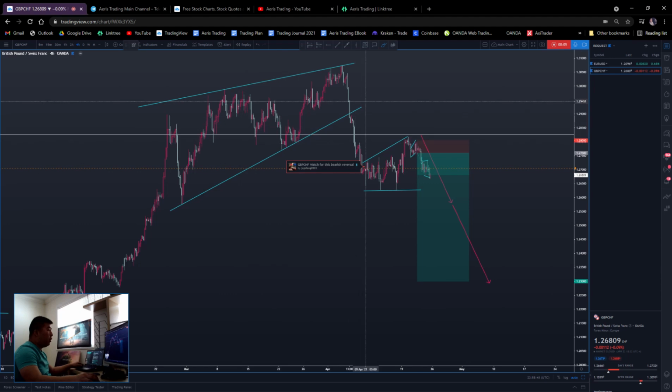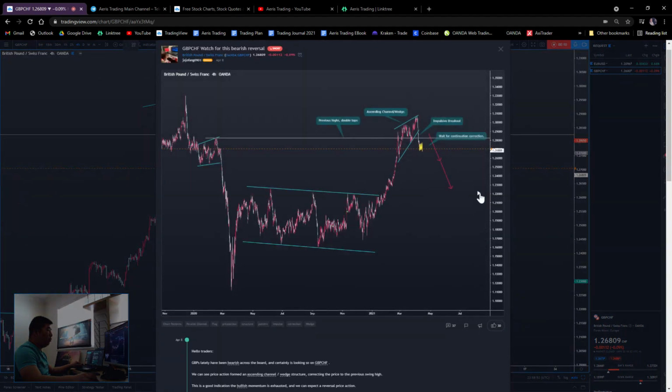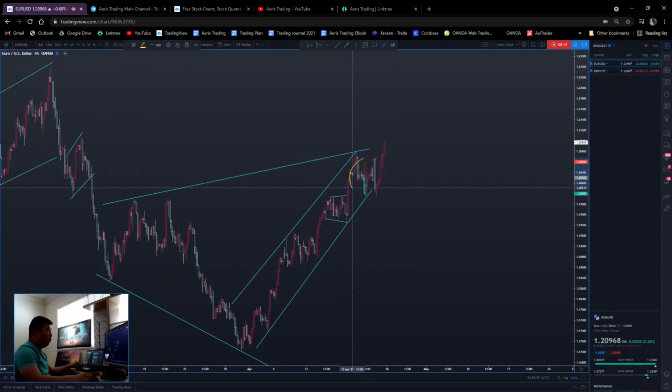This week I've actually only taken two trades. First trade is pound Swiss. It's currently running for about 2% profit right now. And second trade is euro dollar, and I got a break even here.